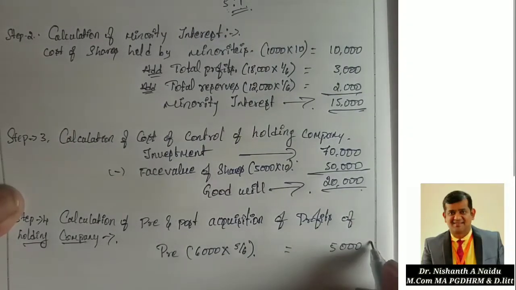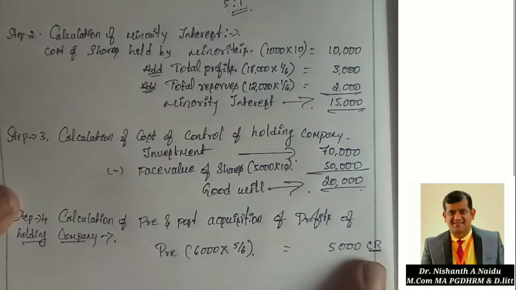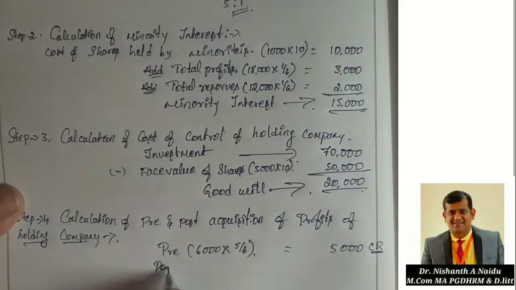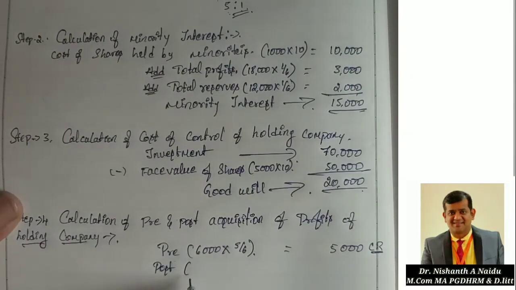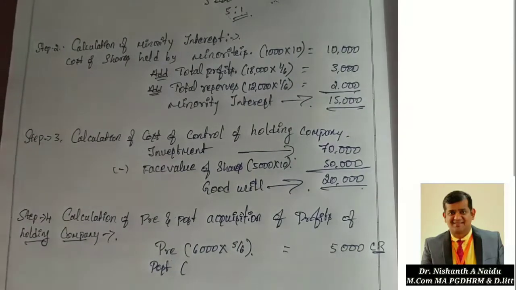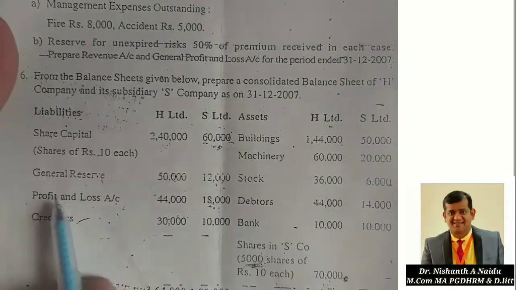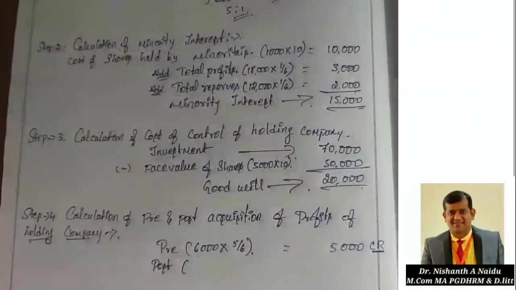So this has to be transferred to capital reserve. Remember, you have to transfer this to capital reserve. Next we have post acquisition profit. How much have you got in your balance sheet? In this problem, only profit and loss account 18,000 and general reserve 12,000 are given. This is post. So you should remember that.